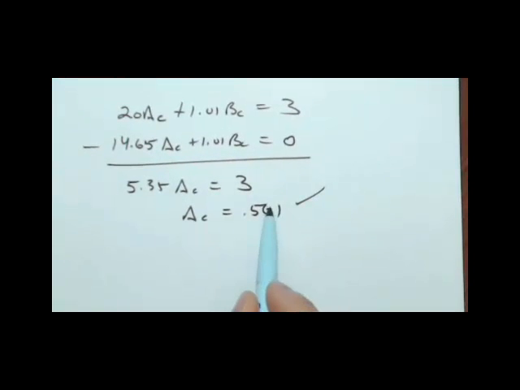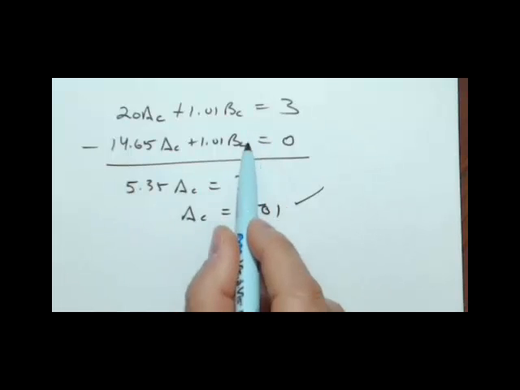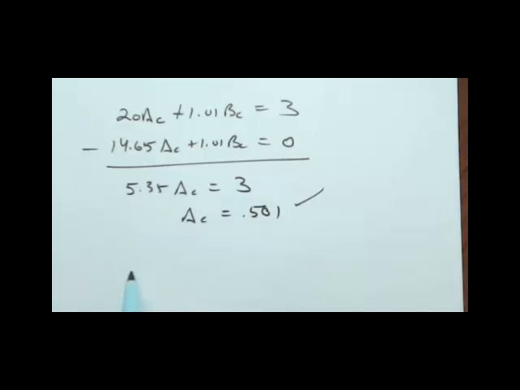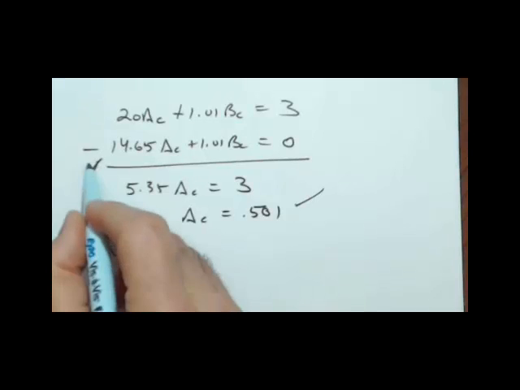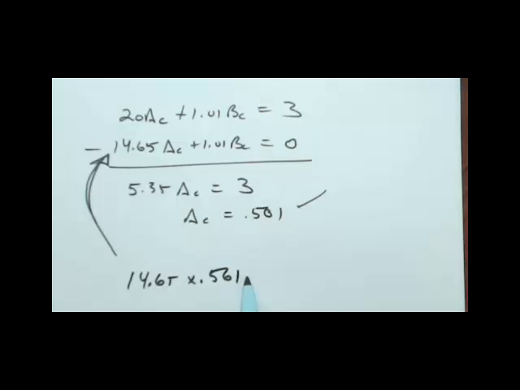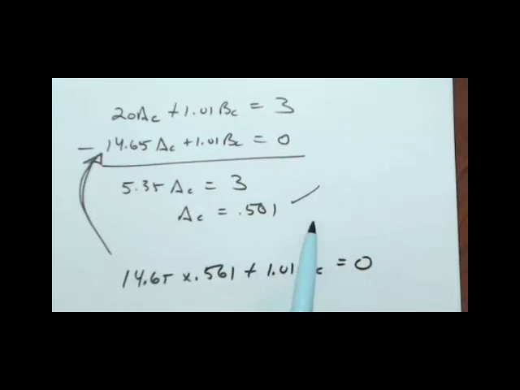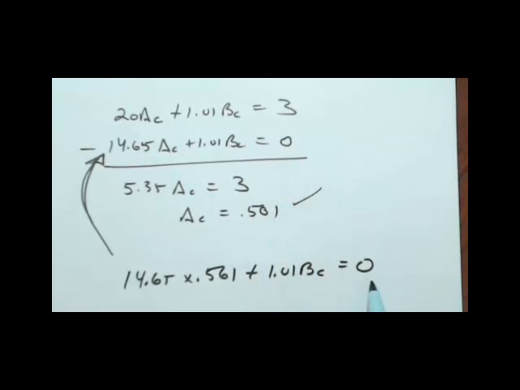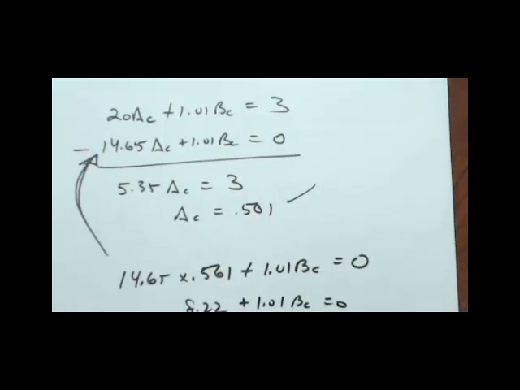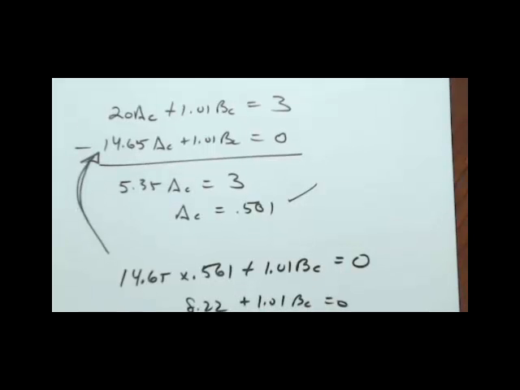Now we're going to plug this delta in, either to this formula or this formula, to figure out what BC should be. I'll plug it into the bottom. 1465 times 0.561 plus 101 BC equals 0. See, it's easier to plug it into the bottom when you have 0. There's less math to be done. And so we have 822 plus 101 BC equals 0. BC equals minus 814.